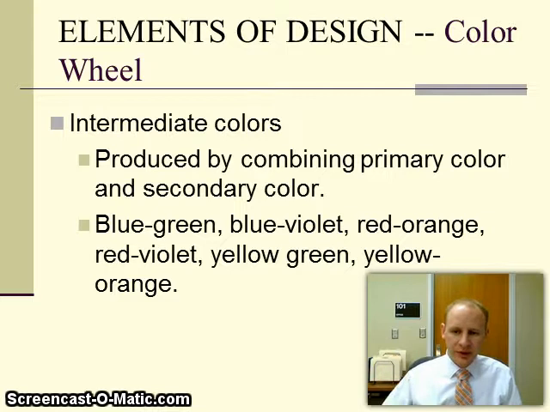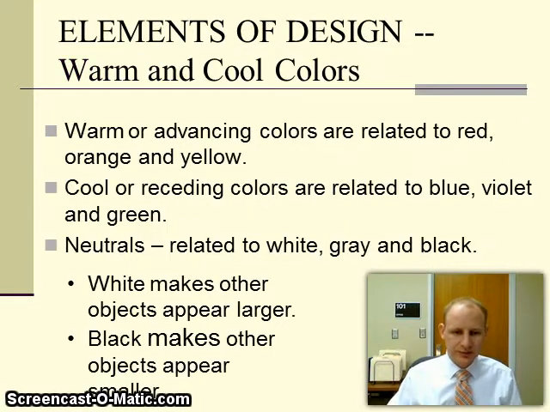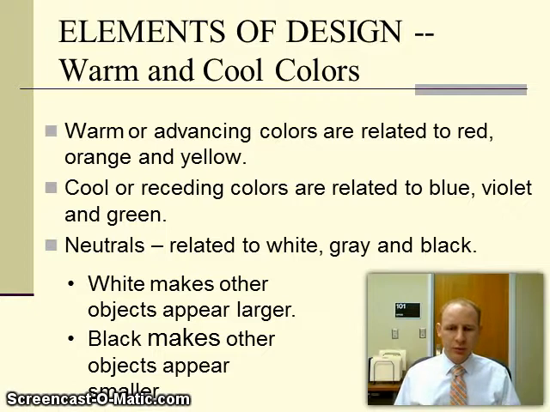And then from there we can continue on and on with all kinds of different combinations of other colors. On our color wheel, we have warm and cool colors. Warm or advancing colors are related to red, orange, and yellow, and cool or receding colors are related to blue, violet, and green. So the different colors can mean different things. The warmer colors are more exciting, more powerful, more aggressive, whereas the cool colors of blue, violet, and green are more calming.